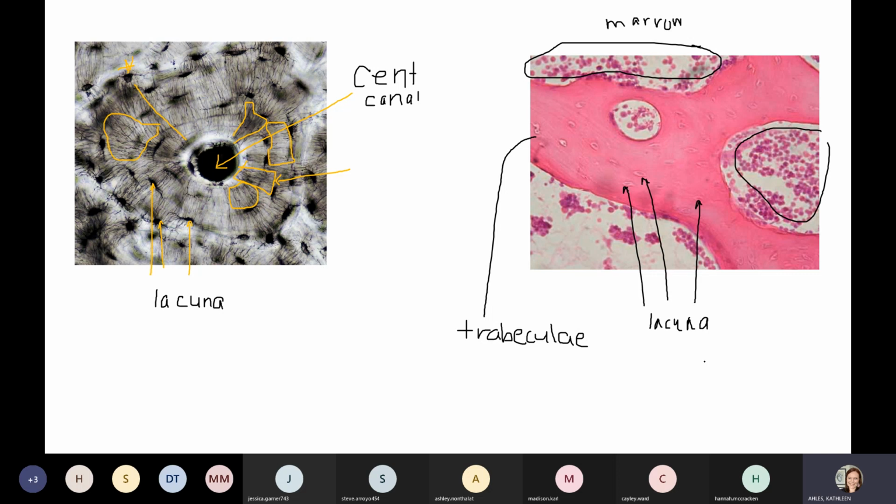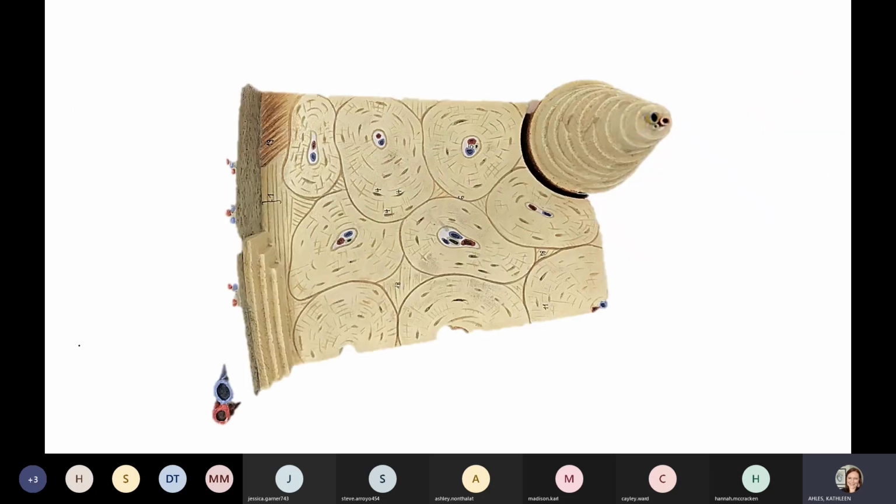So we have looked at microscopy, or we've looked at images of my tissues for compact bone and for spongy bone. Now we're going to look at a model that shows me the compact bone up close and personal. So the first view I see of this compact bone model is from top down, looking down on the tissue from the top.